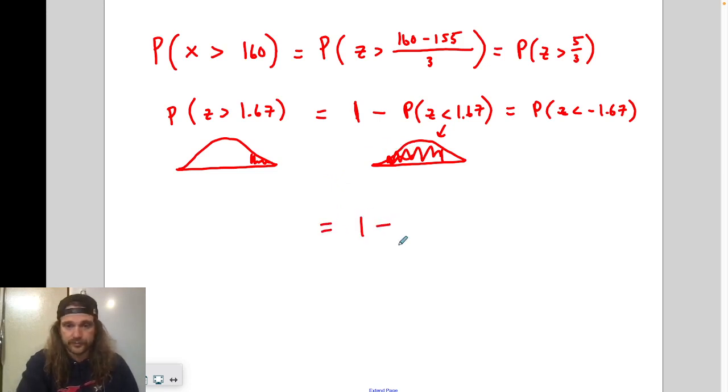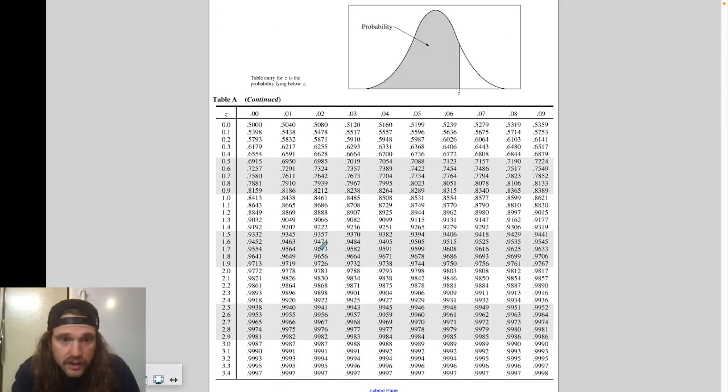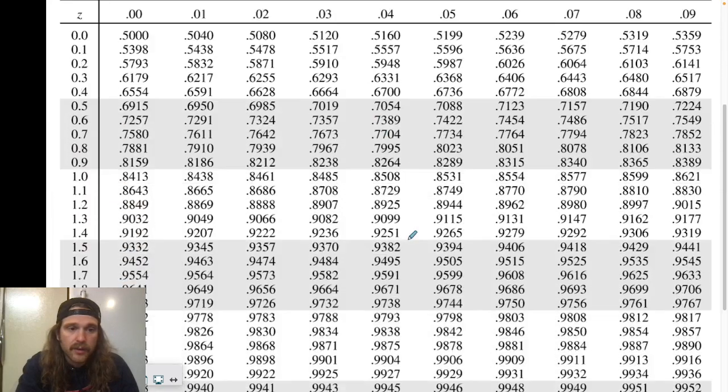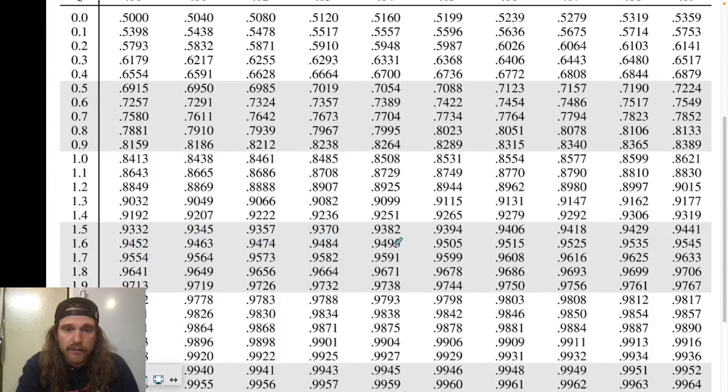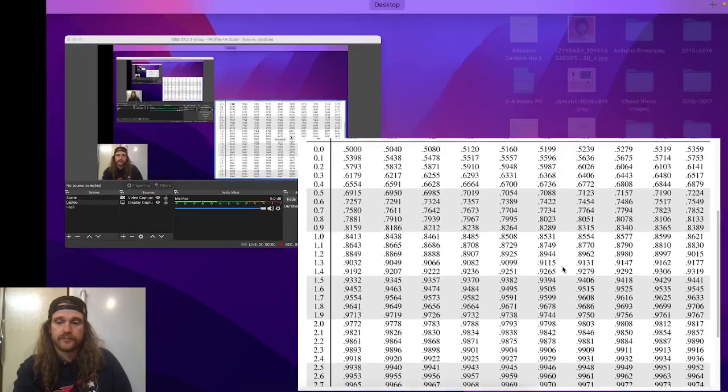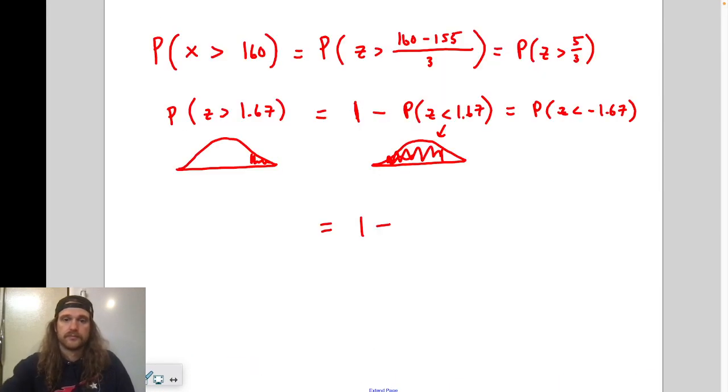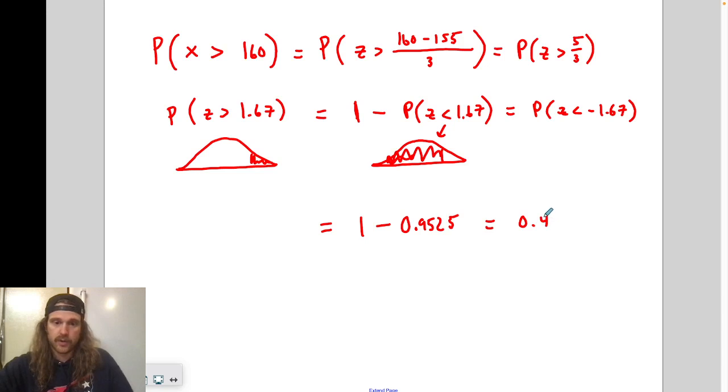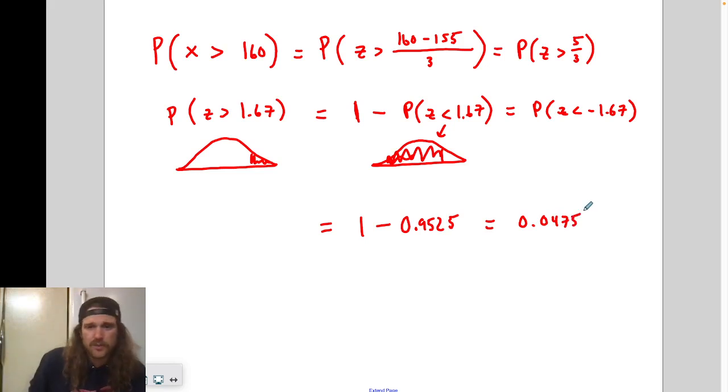1 minus, go to the distribution, 1.67 standard deviations is 1.6. Let's fit this down. 1.60, 1, 2, 3, 4, 5, 6, 7, 9525. Yeah, 9525. All right, so 0.9525. So when I do the math there, we end up with something, 0.4, sorry, 0. Erase that. 0.475.